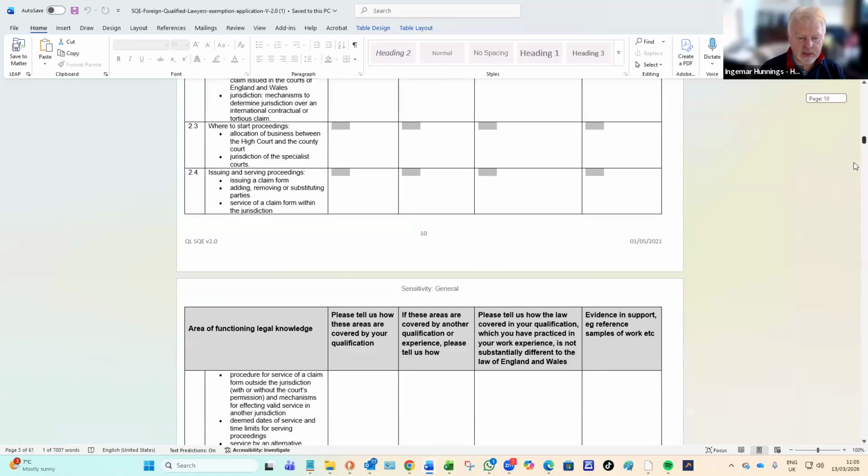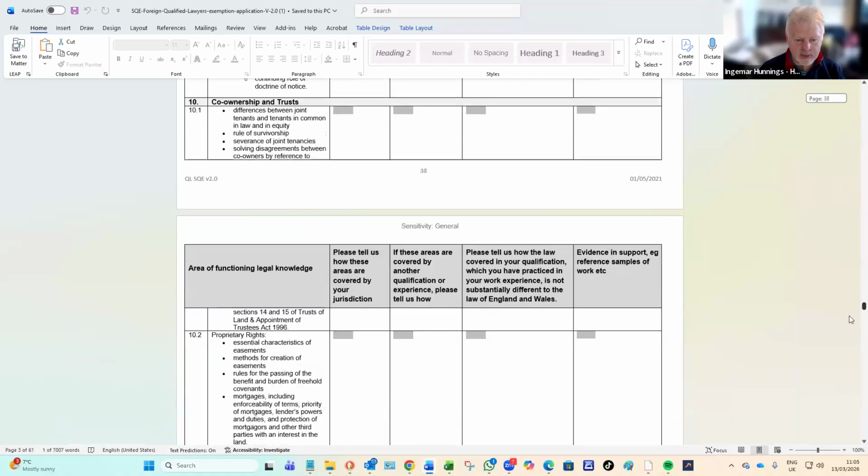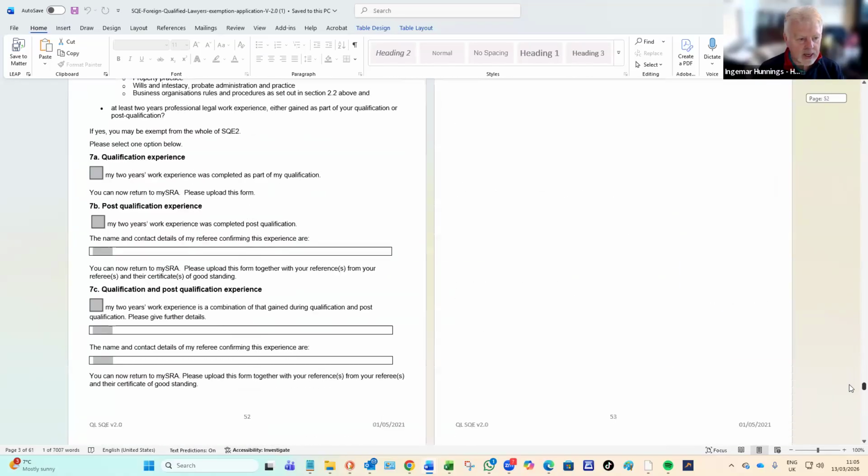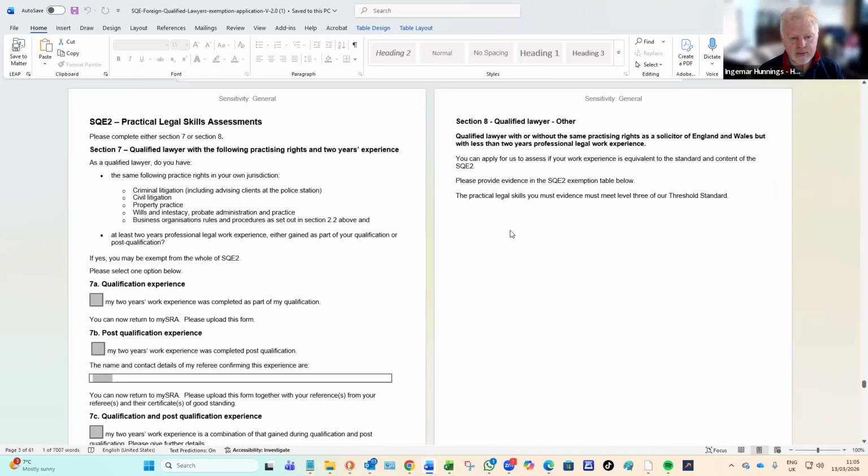Then you do not need to fill in 5 and 6. Sections 5 and 6 you leave blank. It's section 7 you go to, and it'd be 7B. All of your qualification, legal work experiences post-qualification, so it's that you fill in. You do not need to fill in section 8. Okay, so that's the form.